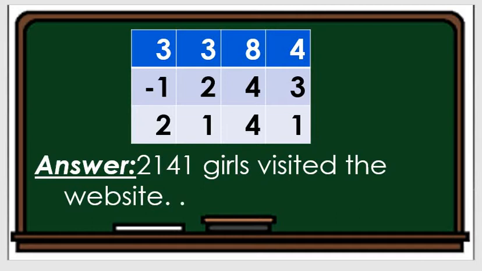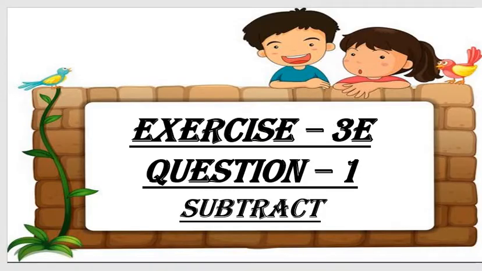Is this yesterday's example? Today we are going to learn, students, exercise number 3E. Which exercise? Exercise number 3E. Exercise number 3D is not done, because we skipped it. Only this topic's related examples were solved, and then we directly moved on to exercise number 3E. Understood, all students?